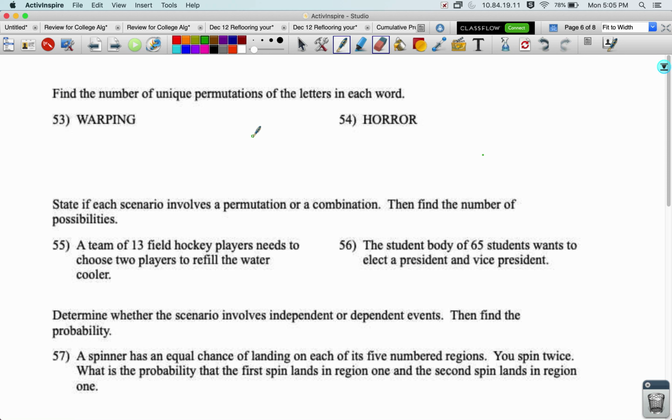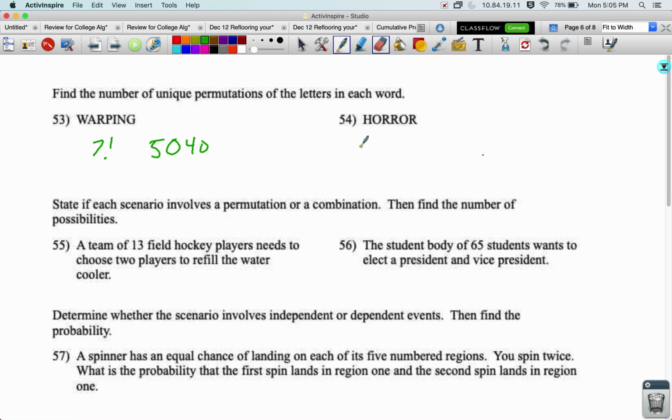Problems. So find the unique number of permutations for the letters in each word. There's no repeated letters in the word wrapping, so this is just 7 factorial, 7 times 6 times 5 times 4 times 3 times 2 times 1, which is 5,040.